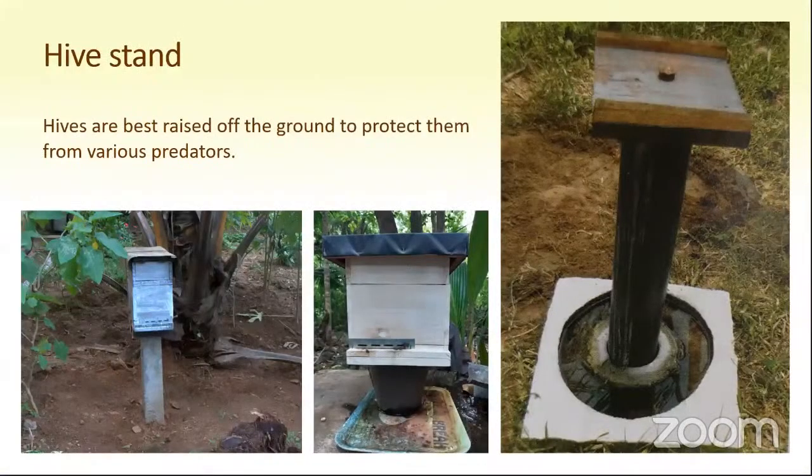In our part, normally we establish colonies in a stand like this, right? In the bottom, we normally keep a small pond-like thing just to repel ants. Ants are a very serious problem in our country, and termites also sometimes. And we cannot apply any pesticide here because then it will affect the bees also.